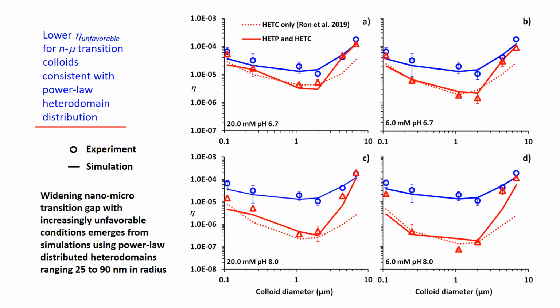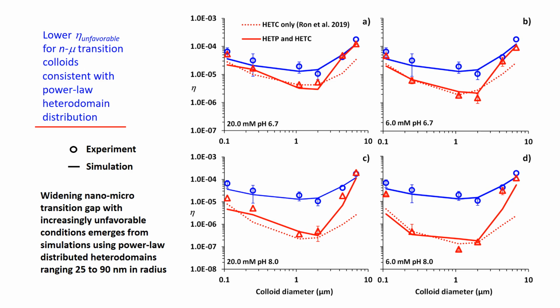The behavior emerges from simulations accounting for all of these, the heterogeneity as well as the forces and torques. And the results are shown here in these panels, where the blue circles are data under favorable conditions and the red triangles are data under unfavorable conditions. And the unfavorable conditions become increasingly unfavorable from the top left down to the lower right. That is, from the highest ionic strength, lowest pH, down to the lowest ionic strength, highest pH. The surfaces are getting more and more negative.